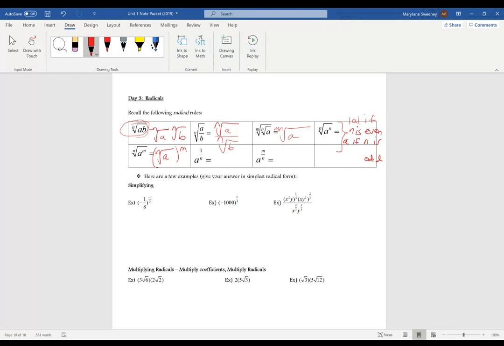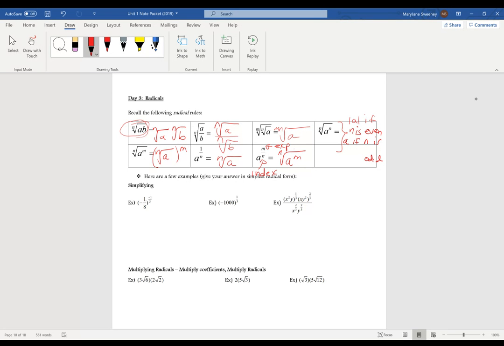A to the 1 over n is the nth root of A. So the top number is the exponent, the bottom, the denominator, is the index. So that's why when you come over to this one, this means the nth root of A, and again, raised to the mth power. So the bottom is the index, the top is the exponent.